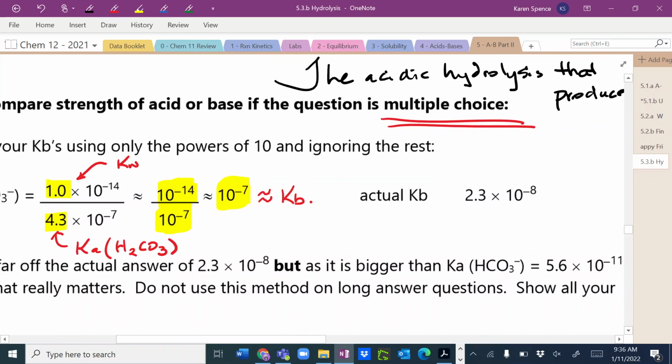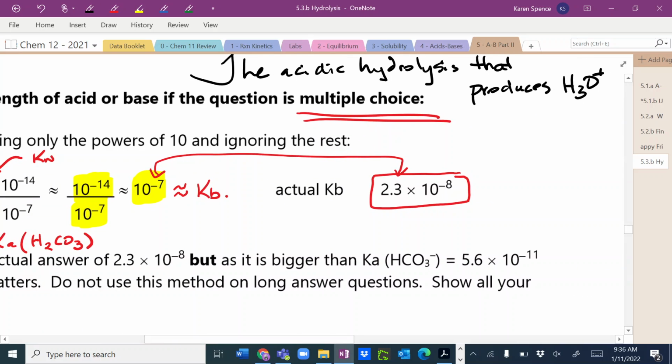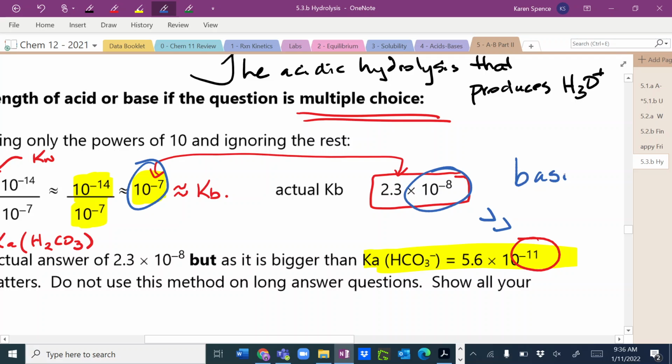Our actual Kb is 2.3 times 10 to the minus 8. So these aren't really that close. However, what if we start comparing it to the Ka? Well, the Ka is 5.6 times 10 to the negative 11. So it doesn't matter whether we're dealing with a negative 7 or a negative 8. Both of those are going to be greater than 10 to the negative 11. So this is going to be basic.